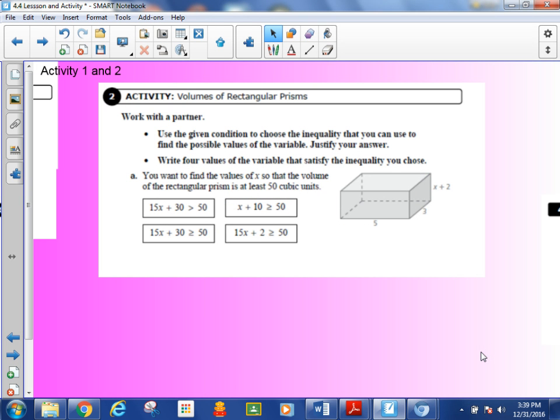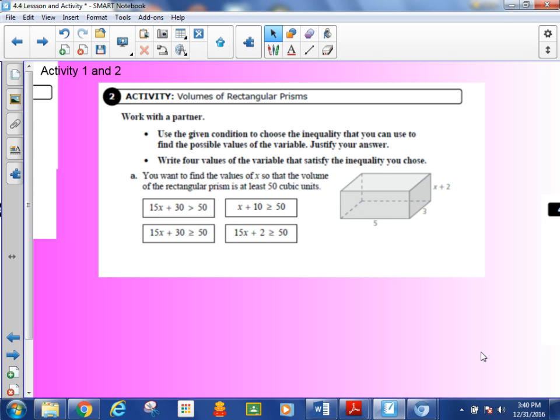Okay, this is the activity 2 part of 4.4. So we're going to be working with volume. It's going to be very similar to what we just previously did in activity 1, but once again, just working with a different form of geometry. So we're going to be going through and writing our equations to the conditions that are in the inequality. And then we're going to pick solutions.